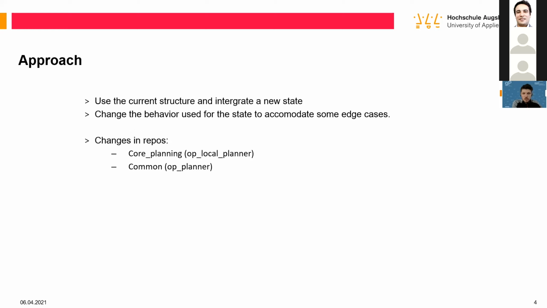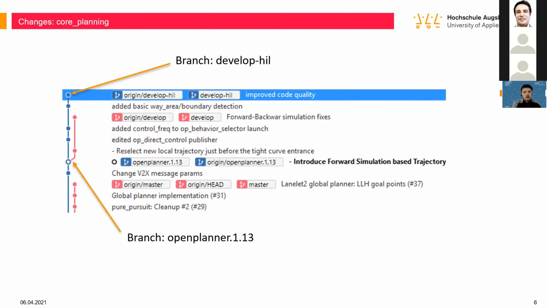Our approach, as said before, is that we always try to use the current structure that's available. We don't want to introduce many more interfaces, just keep the interface we have and use the data we have in there. Then we had to change some of the behaviors of the states. The repos we had to look at were core planning, OP local planner, and common OP planner, and something to control as well. For core planning, we're starting at OpenPlanner 1.13 and then changed some of the parts there.